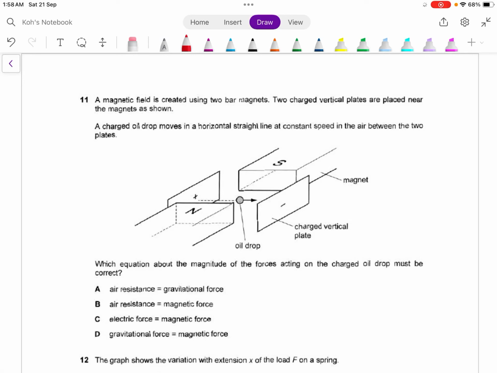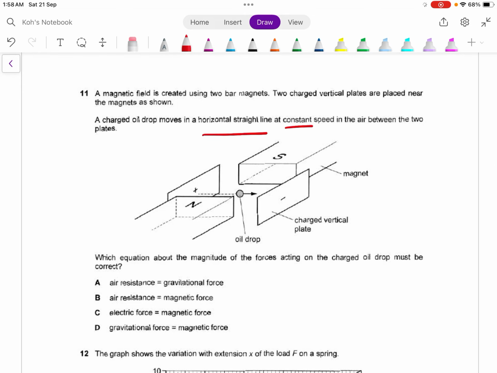Alright, let's go through this question 11, 2018. A magnetic field is created using two bar magnets. Two charged vertical plates are placed near the magnet as shown. We have this charged oil drop moving in a horizontal straight line at a constant speed in the air between the two plates. Which equation about the magnitude of the forces acting on the charged oil drop must be correct?